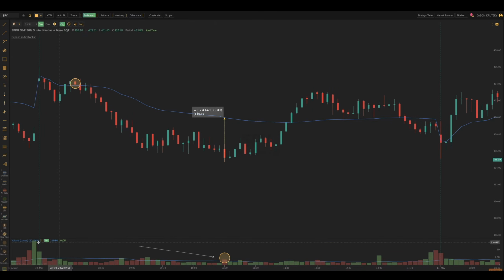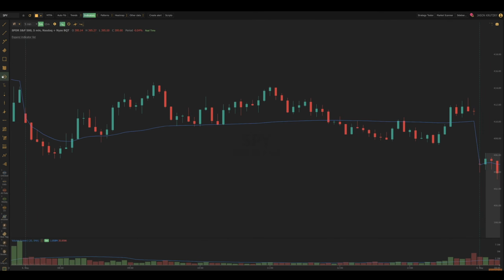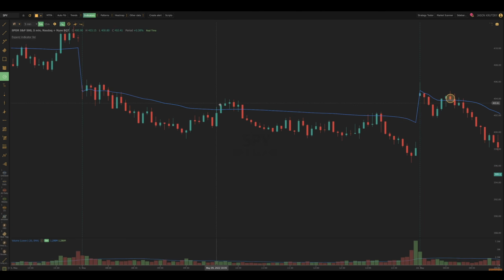The VWAP is calculated by taking the average price on a candle, multiplying that value by the volume on the candle, and then dividing by total volume for the session. If price is trading above the VWAP, that generally suggests strength and that buyers are currently in control of the tape. If price is trading below the VWAP, that generally suggests weakness and that sellers are in control of the tape. Many traders utilize VWAP to help them determine when to consider getting into or out of trades.